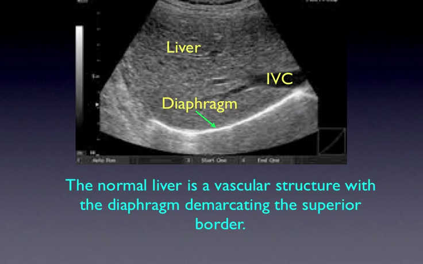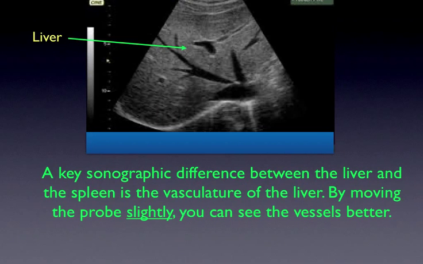Very avascular compared to the liver. Sometimes you can't see all the vascularity, but just by changing the axis of the probe by 5 degrees or so, you can get this image.